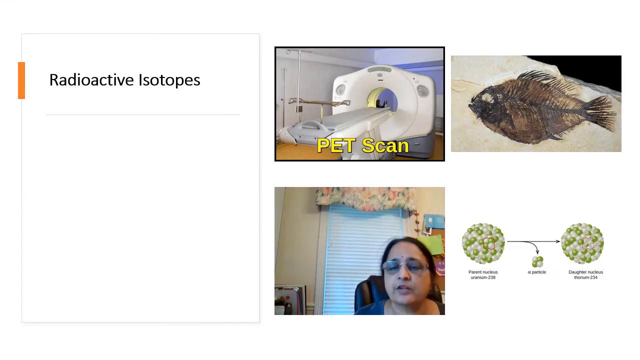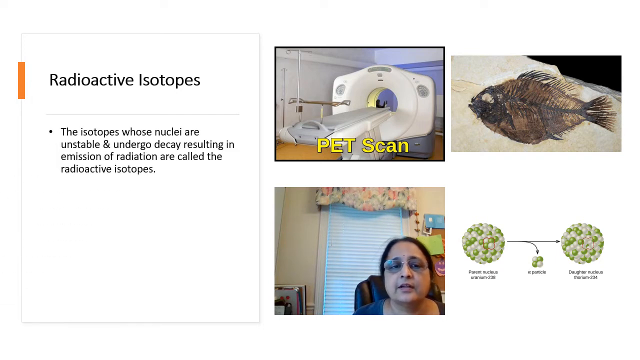So let's move on to radioactive isotopes. The isotopes whose nuclei are unstable and undergo decay, resulting in emission of radiation, are called radioactive isotopes. Remember, not all isotopes are radioactive. Out of these radioactive isotopes, some occur naturally but some are synthetic versions. Though the radiation from these isotopes is dangerous, there are many practical and scientific uses for these radioactive isotopes.